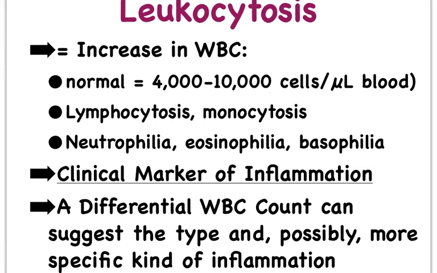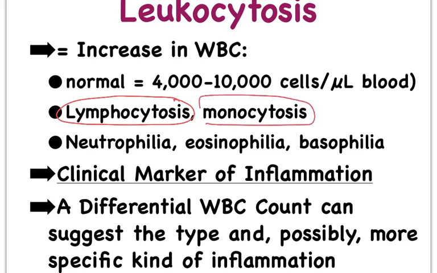So if you have an increase in the lymphocytes, you call it lymphocytosis. Increase in monocytes, it's monocytosis. And then all of your granulocytes, neutrophils, eosinophils, and basophils, when they see an increase, they get the suffix philia at the end. So it's neutrophilia, eosinophilia, and basophilia, right? Again, clinical markers of inflammation.